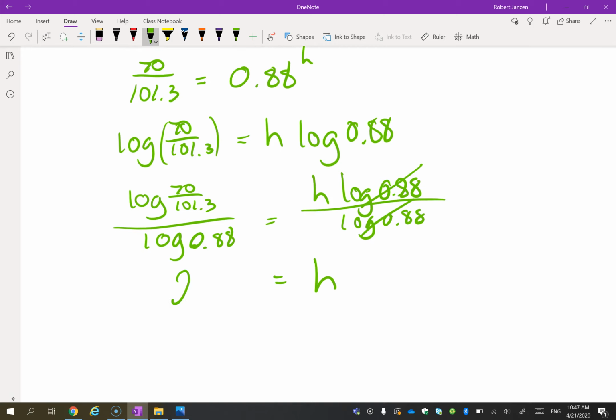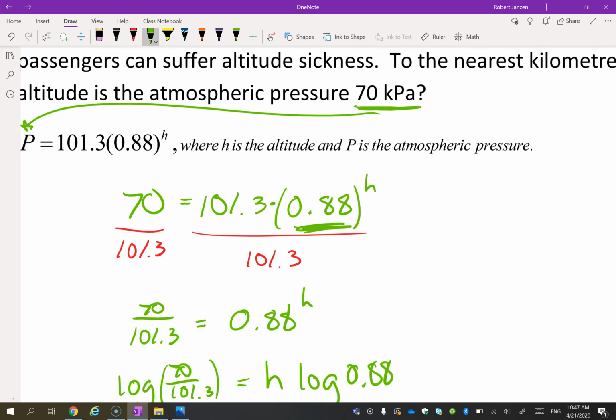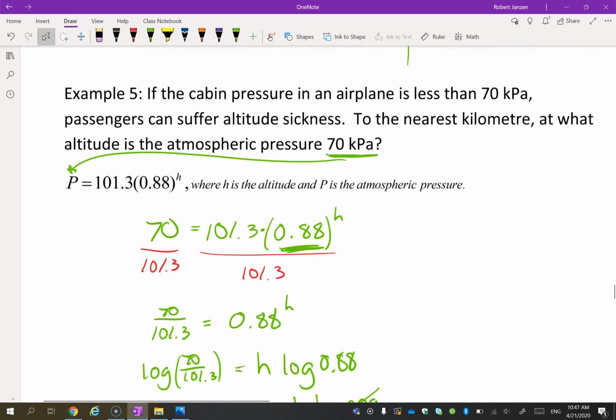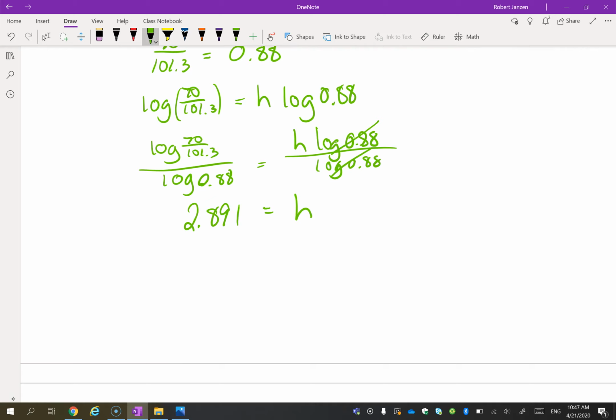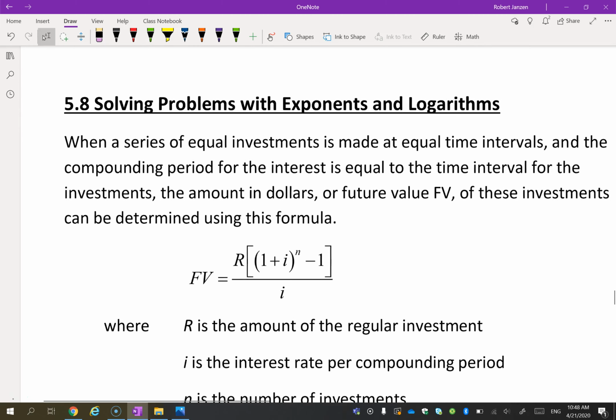So the height, or the altitude, is 2.891, what? To the nearest kilometer. So this is kilometers, and so if it's to the nearest kilometer, at about 3 kilometers of height, people will get sick. Okay, so that's sort of your first taste.